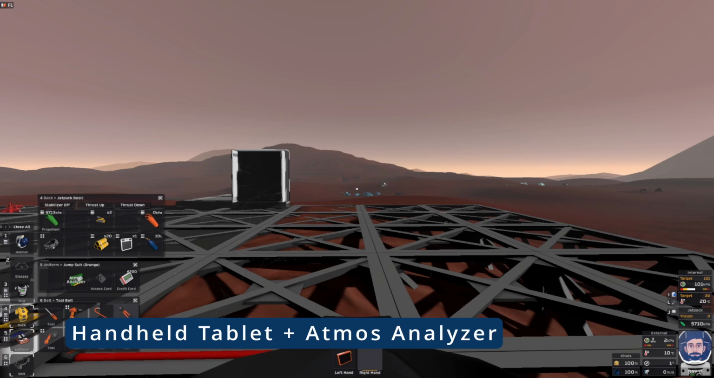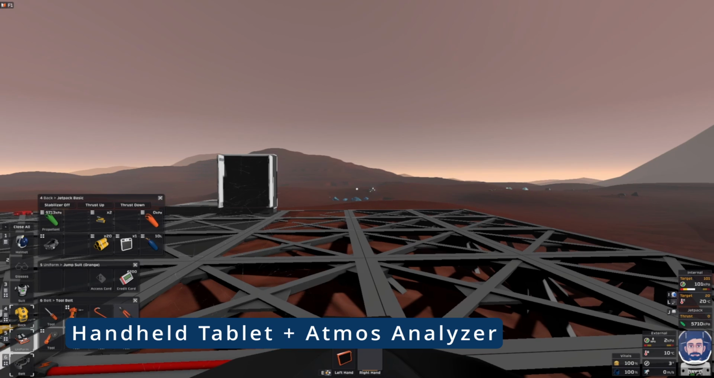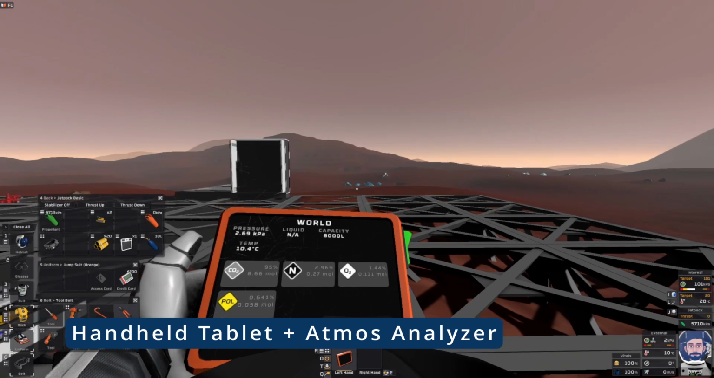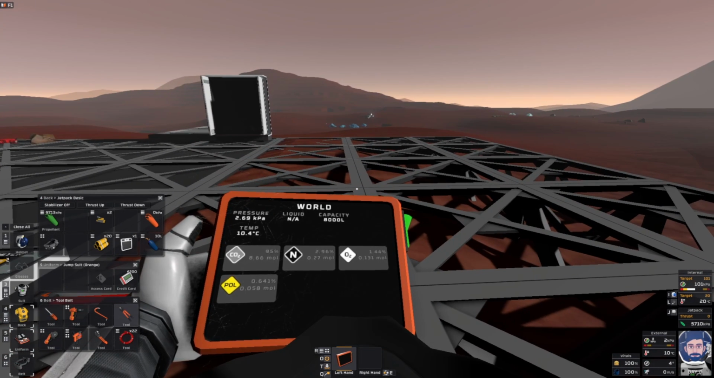In order to know what an atmosphere or the contents of a pipe network is made out of, you will be using your handheld tablet. As we saw in the electricity episode, the handheld tablet requires a cartridge. The cartridge determines what functionality it will provide you. So to do any kind of atmosphere analysis, you need to place the Atmos analyzer in the cartridge slot of the tablet. Then, you can point it at the pipe network or at an environment and get a summary of what the contents in terms of gases and liquids of that network or environment are.